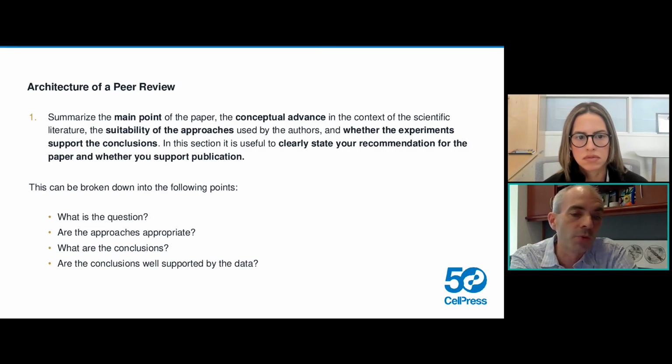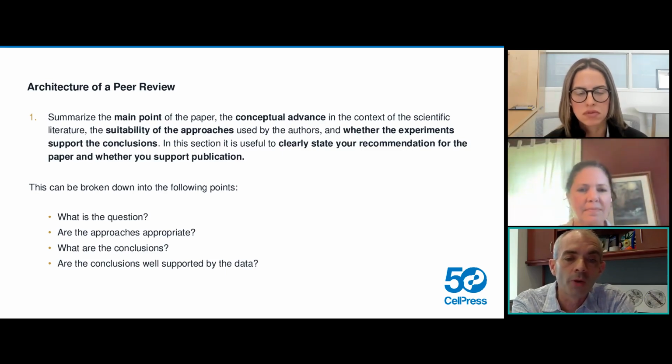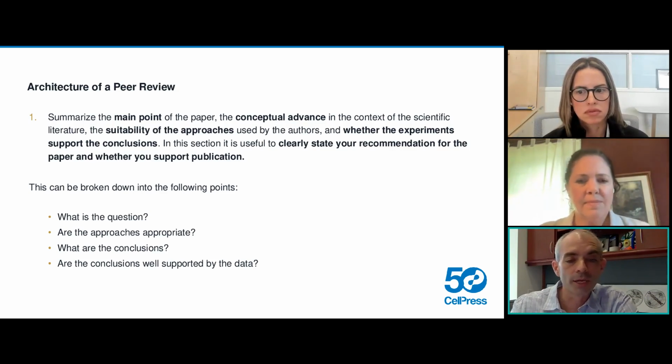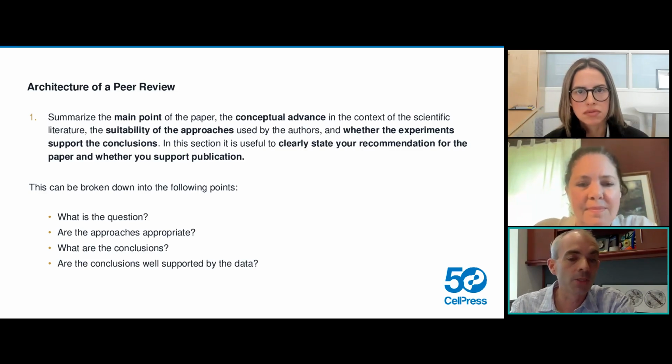And so what Ruthie has on this slide is really nicely providing a framework for what this looks like, defining that key question. Are the approaches and conclusions appropriate? Are they supported by the data? And then as well as your overall take home. So definitely, this is your opportunity to frame that in your own light at the beginning, one starting paragraph that explains where things are.